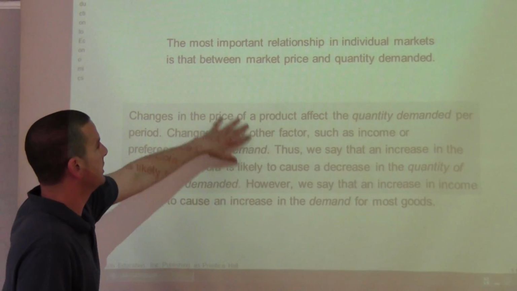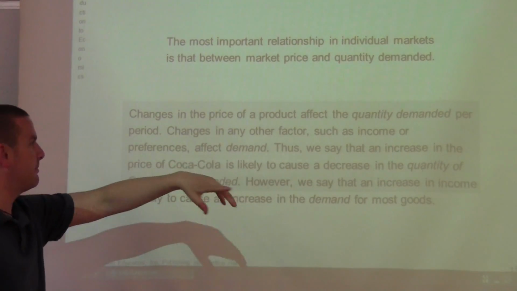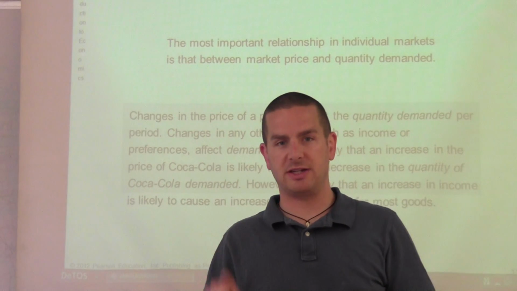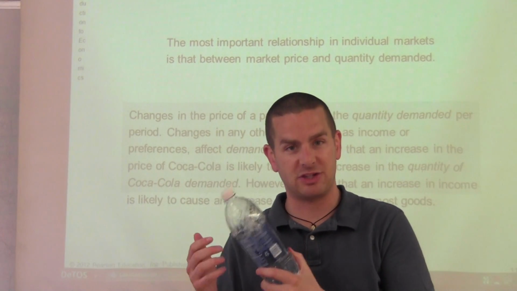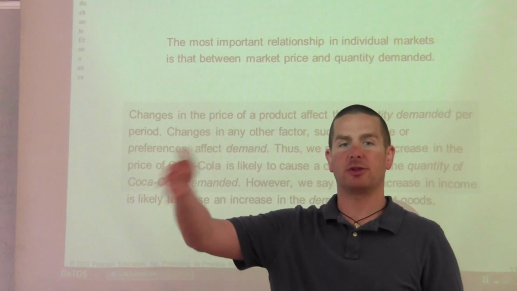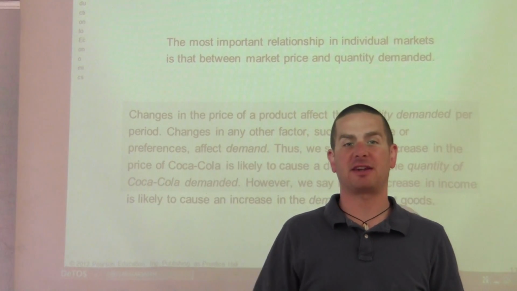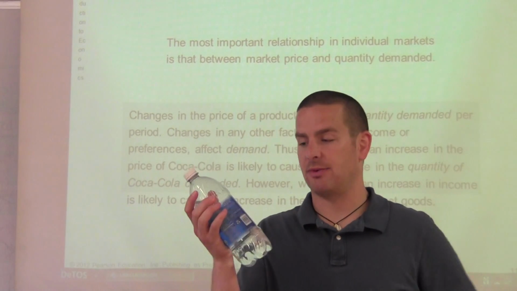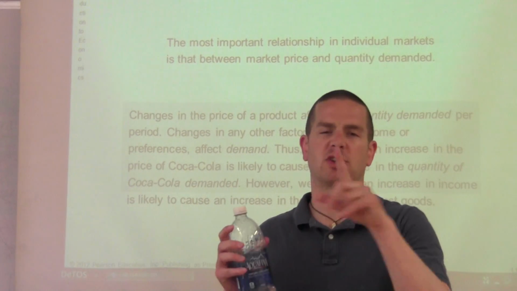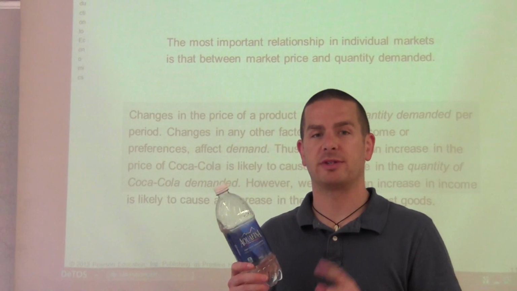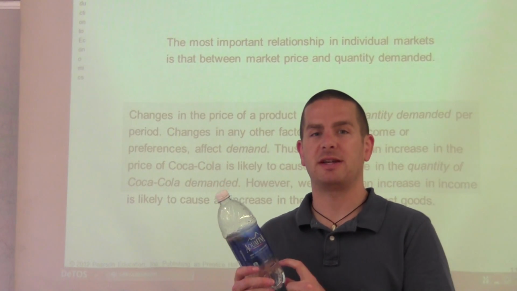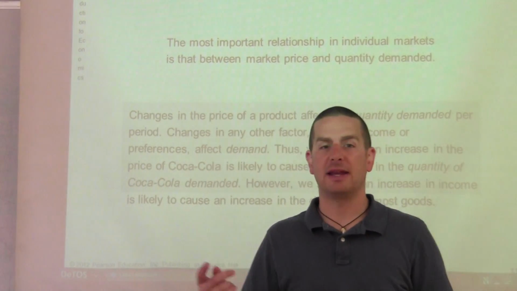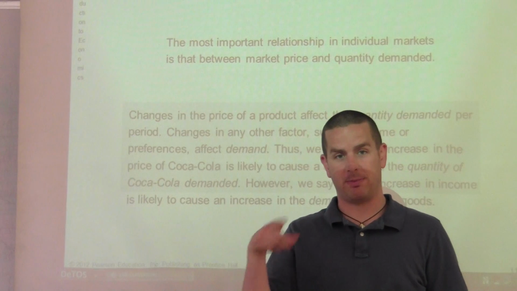Down here in blue, this is a very important distinction to make. If the price of a product changes, say from $2 to $1, that affects the quantity demanded. If at a price of $3 I was going to buy 1 of these, and at a price of $1 I will buy 3 of these, then we end up getting an inverse relationship.